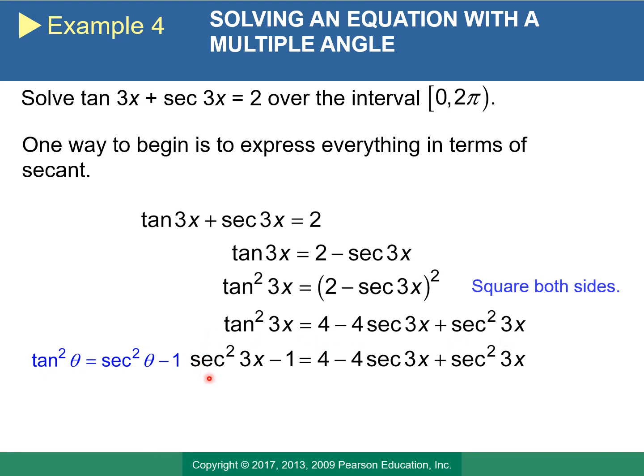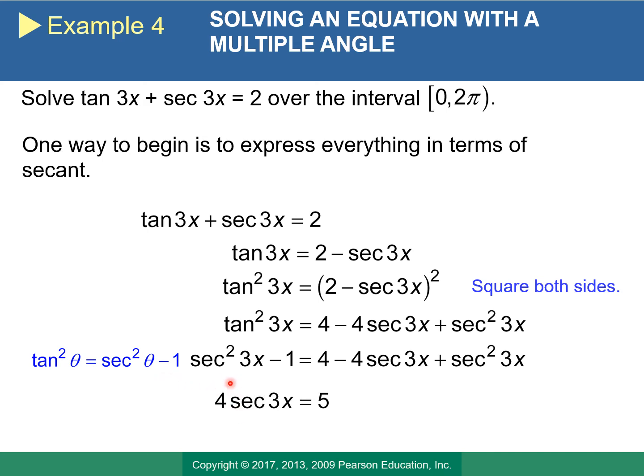Now we use our Pythagorean identity to rewrite the tangent squared in terms of secant squared. In a previous example, we rewrote the secant squared using tangent squared. This time we're doing the opposite. We're rewriting the tangent squared as secant squared minus 1. And then we're just going to simplify this expression, bringing like terms together.